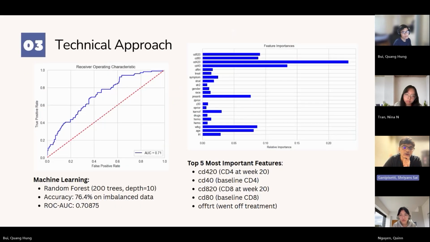Coming to the technical approach, we trained a random forest classifier with 200 trees and maximum depth of 10. The model achieved approximately 76% accuracy and an AUC of 0.71. The feature importance analysis identified CD4 and CD8 feature values at baseline and week 20 as the most influential features, and these results align with the general clinical understanding of HIV disease progression.